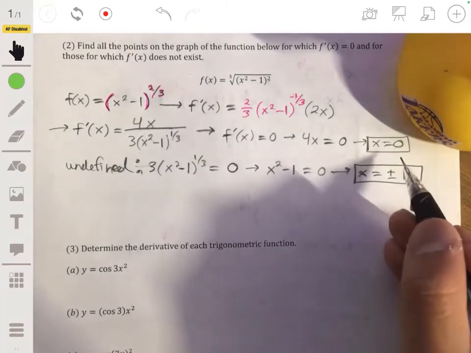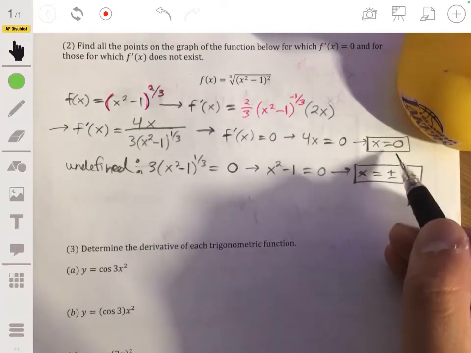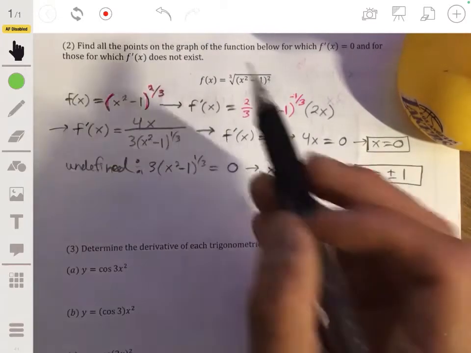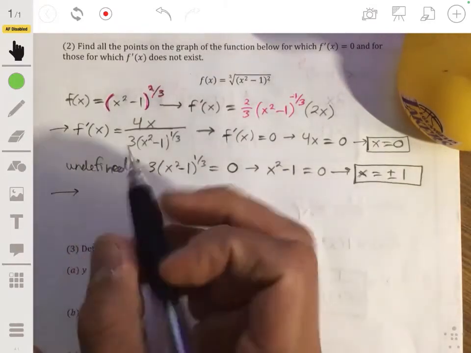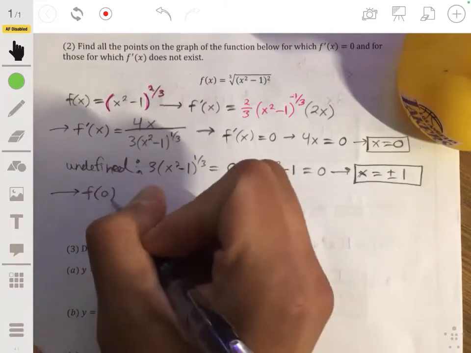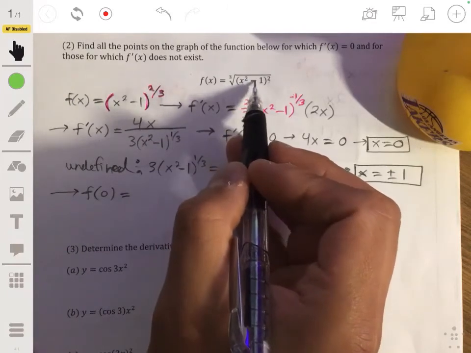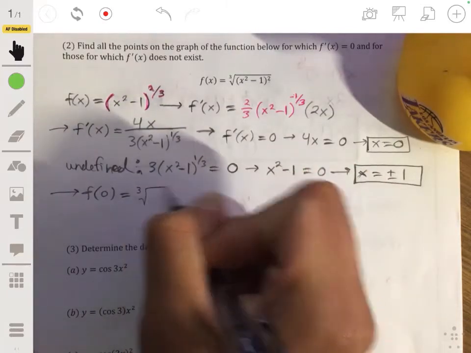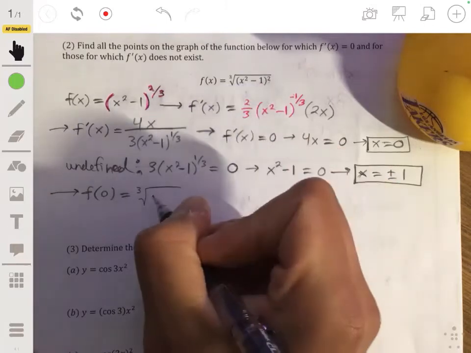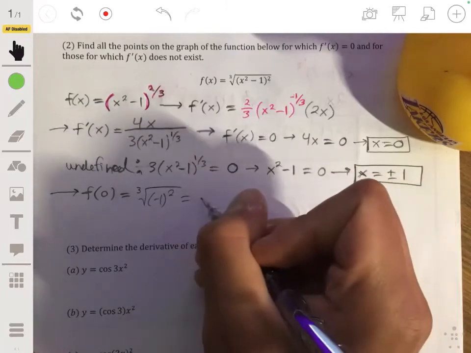Now, remember, these are just the x coordinates. So to actually find the point, we need to figure out what the y coordinate is. So to find the y coordinate, you plug these values into the function. So first with that one, f of 0 will be simply, let me just write it out, the cube root of 0 squared minus 1, so it'll just be negative 1 squared, which is just the square root of 1, or the cube root of 1. And that'll just be 1.